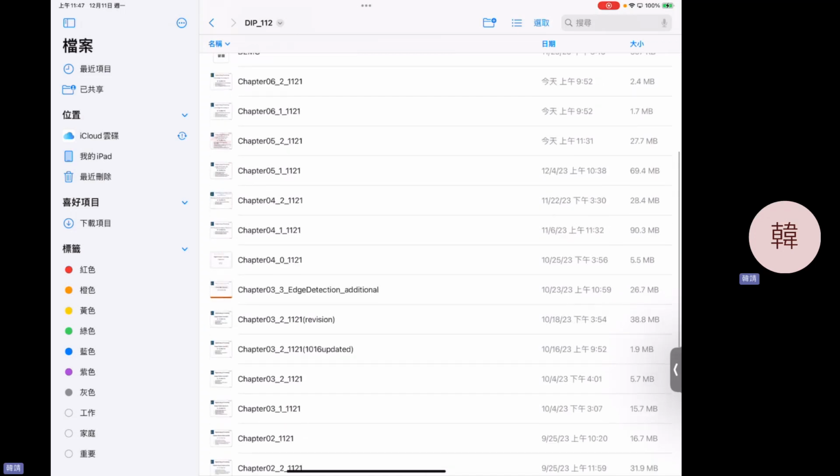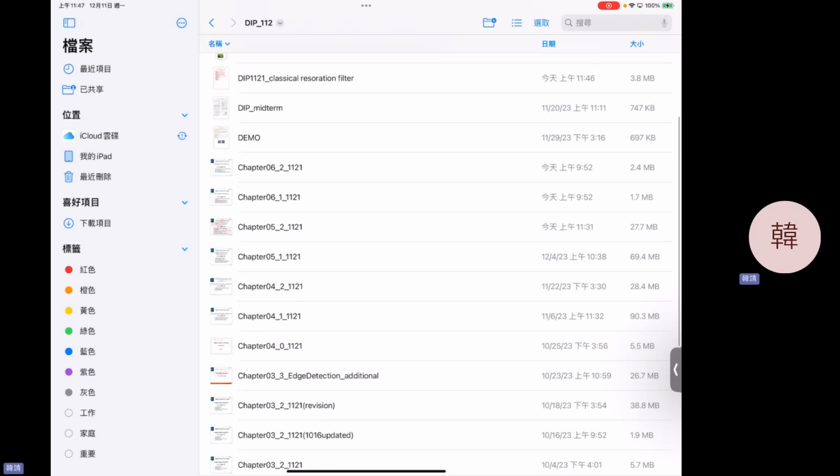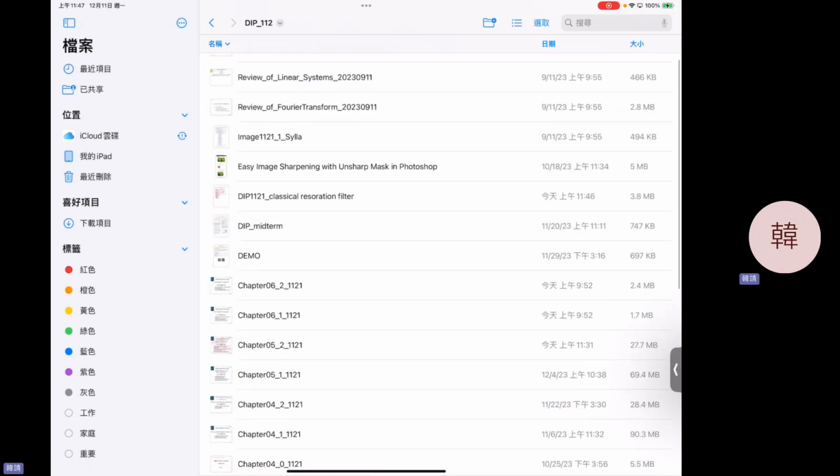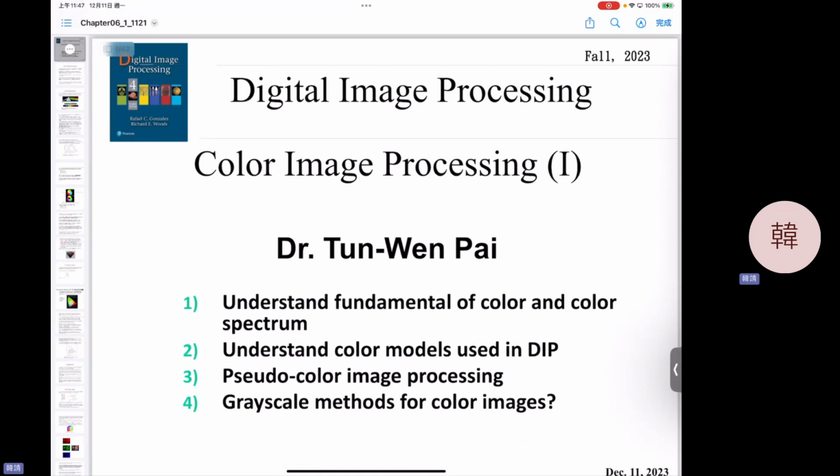I think we are going to continue with chapter 6. In image processing, I think the most important are enhancement and restoration. You can do it in the spatial domain, and you can do it in the frequency domain. And now we are going to change to the other issue: color image processing. It should be in chapter 6 or chapter 7.